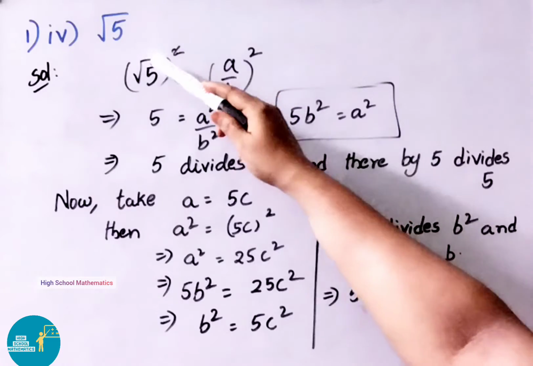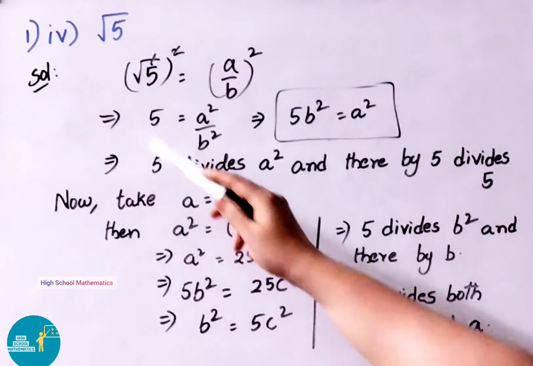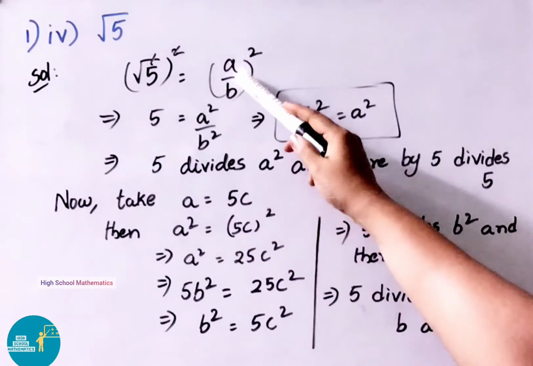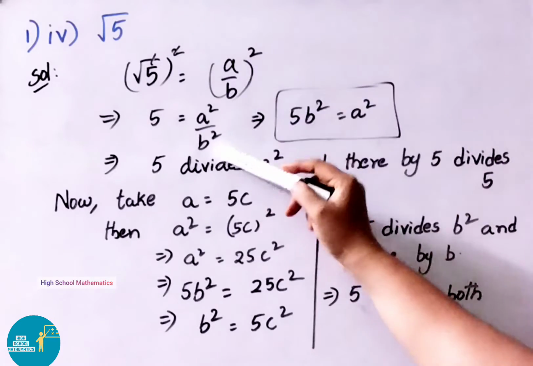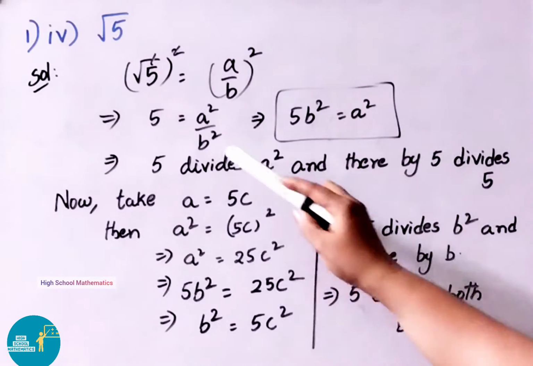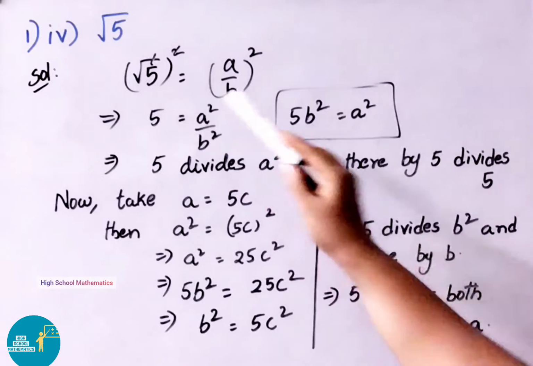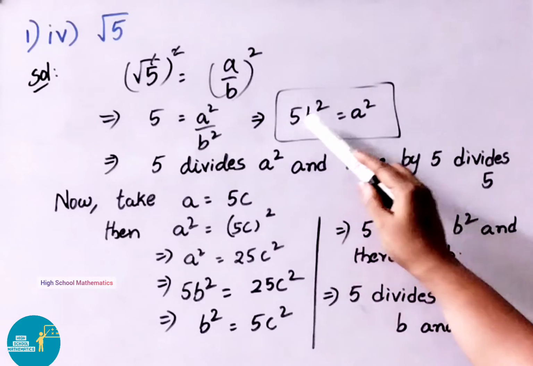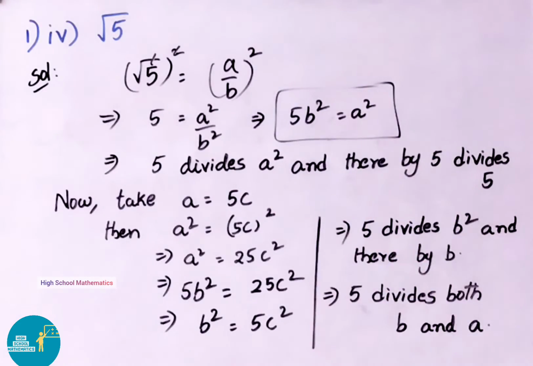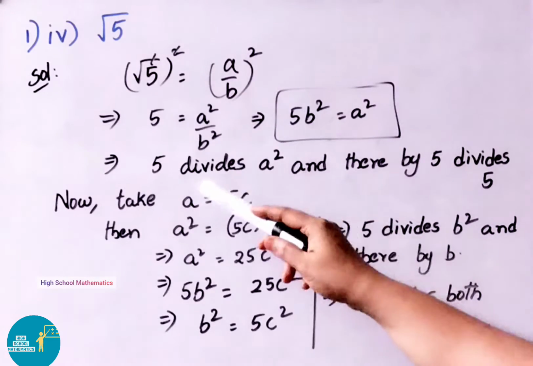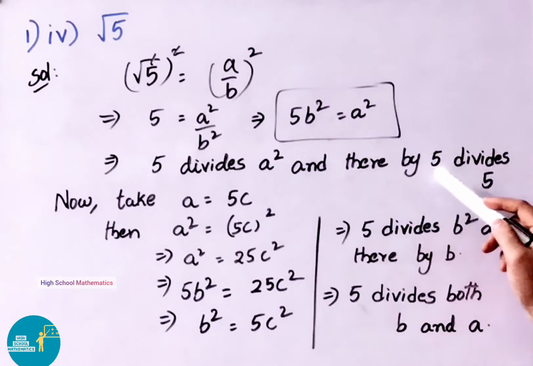Here square and root both will be cancelled. So that implies 5 equals a square by b square. That implies here b square is dividing, on transposing it will become multiplied. So 5b square equals a square. Here 5 divides a square and thereby 5 divides a.